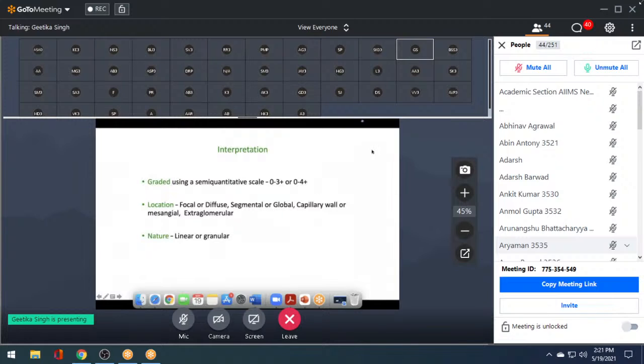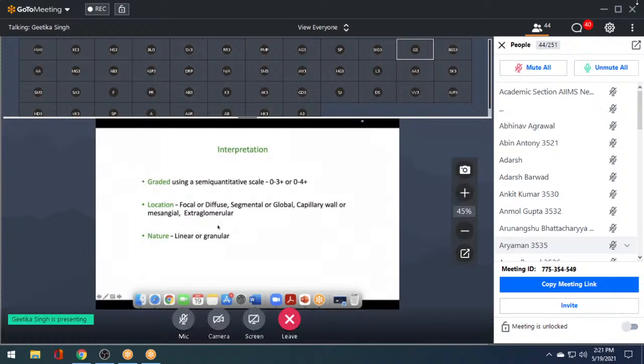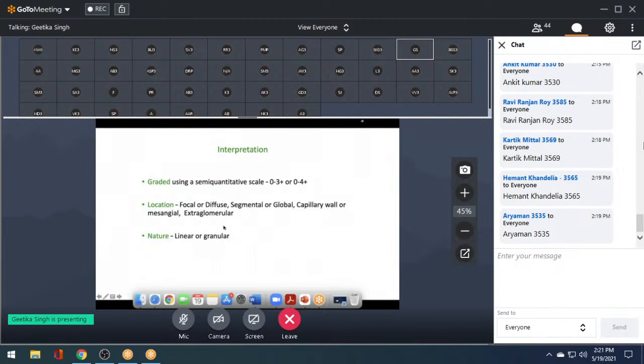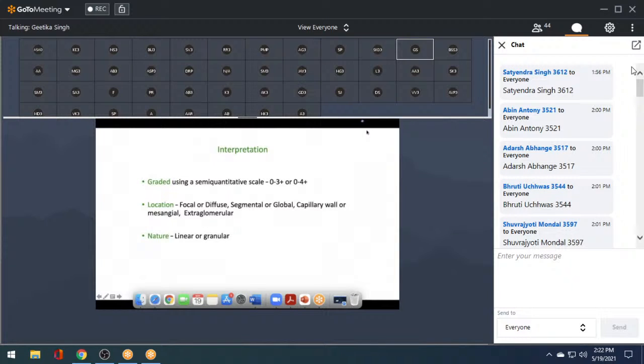Okay, and then we would want to know whether in that glomerulus the deposits are capillary wall in location or mesangial in location. And we must also keep a lookout for extraglomerular deposits. Are there any deposits in the vessels? Are there any deposits in the tubules? Now, in terms of nature, we are looking for linear or granular. Okay, so let's start looking at some images.